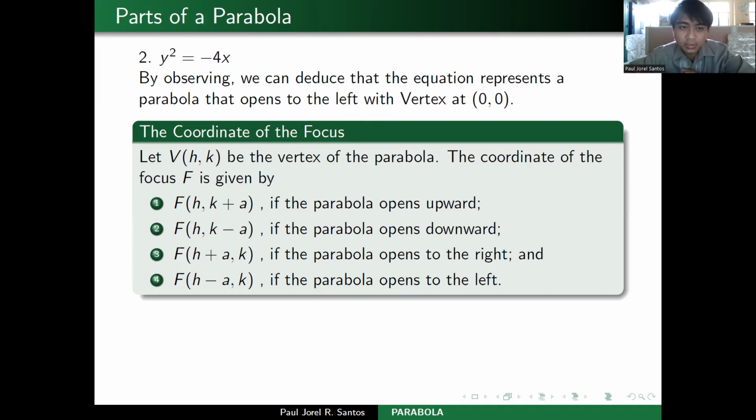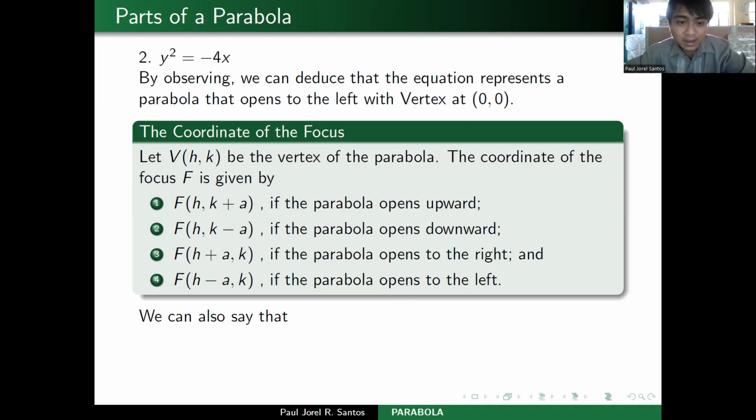Since it is given that the parabola opens to the left, with its vertex at (0, 0), we will be using the fourth one. As mentioned here, if the parabola opens to the left, the focus is located at (h minus a, k). But before that, I almost forgot, we do not know yet the value of a.